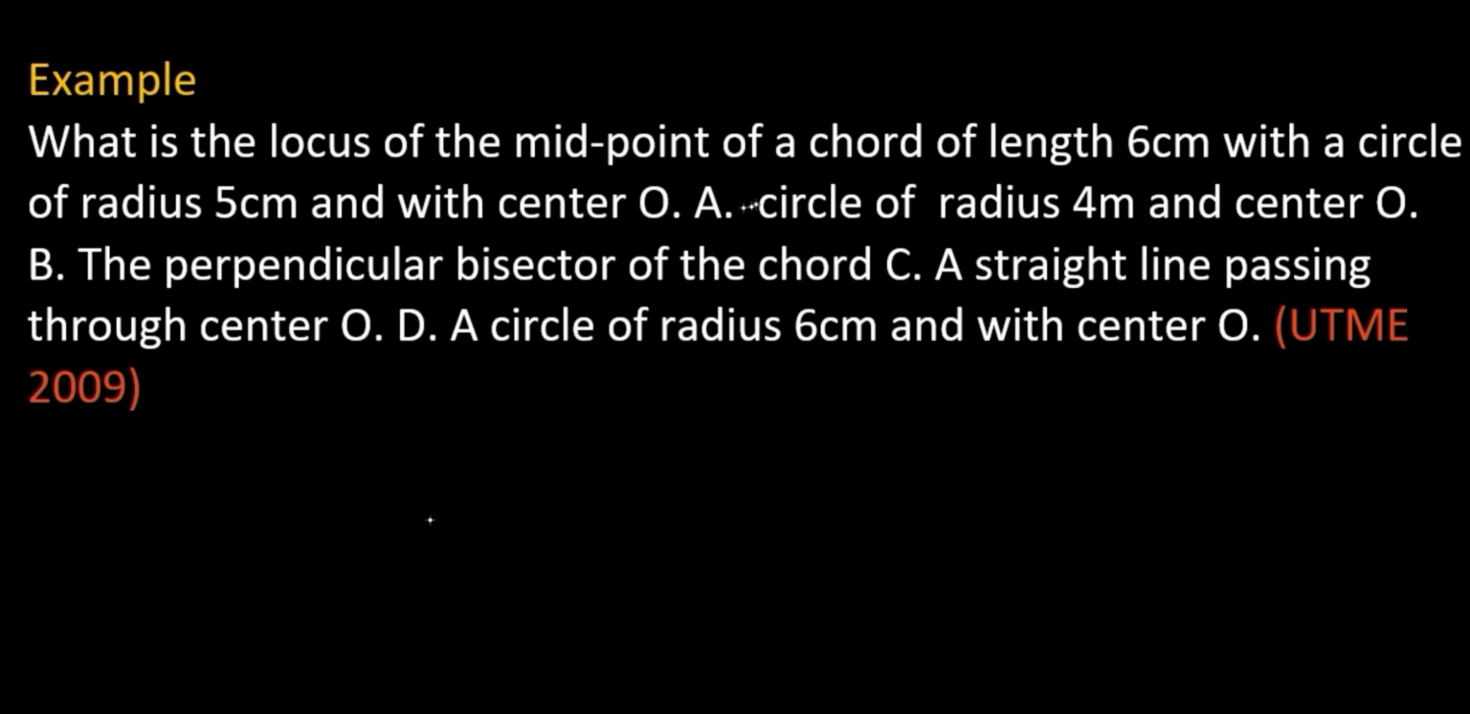Let's look at another example. What is the locus of the midpoint of a chord of length 6 centimeter with a circle of radius 5 centimeter and with center O? Anytime you see the locus from a point, you should know that it's a circle. Locus from a point is always a circle. So B can never be the answer because it's perpendicular, and C also can never be the answer. This is how you filter your answer in exam.